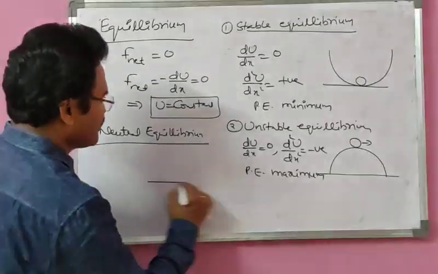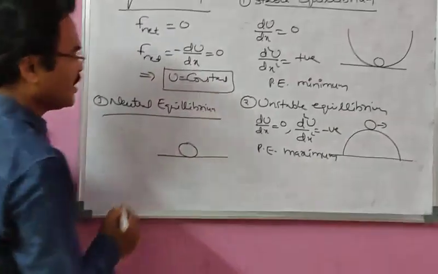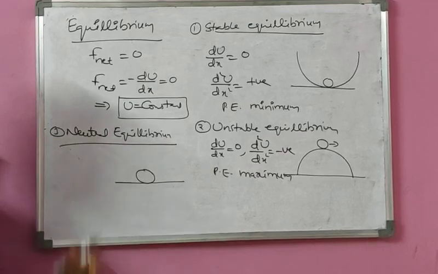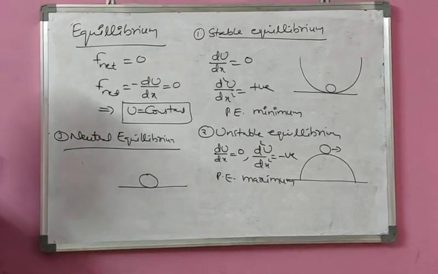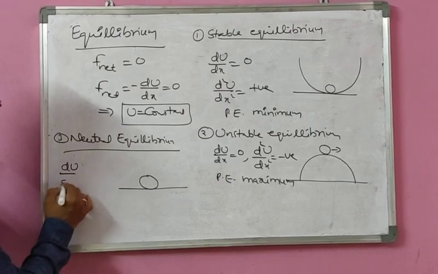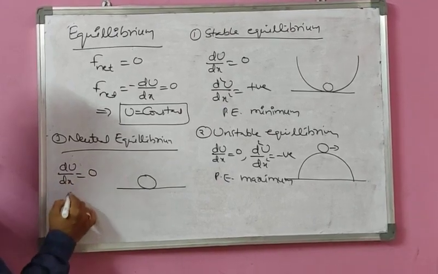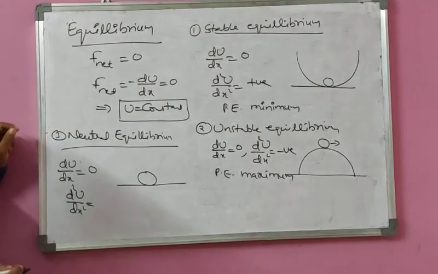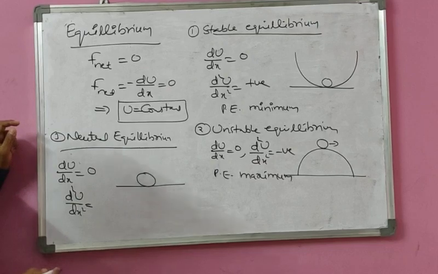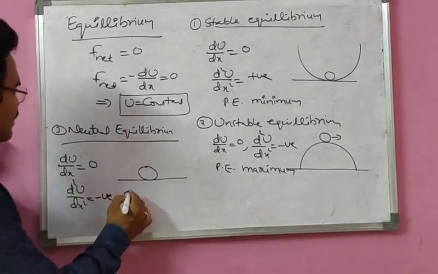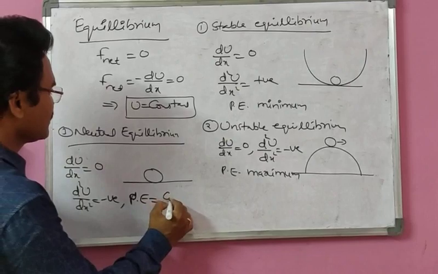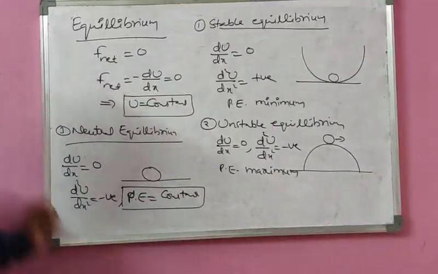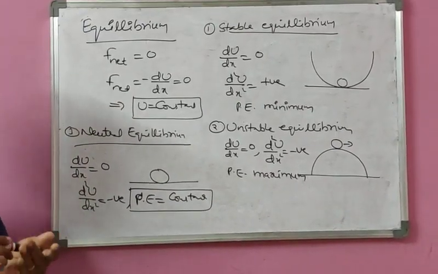Look at here, this is a plane surface on which a ball is kept. If you displace it, it continues to be on the same horizontal floor. Such type of equilibrium is called neutral equilibrium. In this one also du by dx equal to 0, d square u by dx square equal to 0, and potential energy is constant. So not minimum, not maximum, it is constant here. So there are three equilibria for this one.